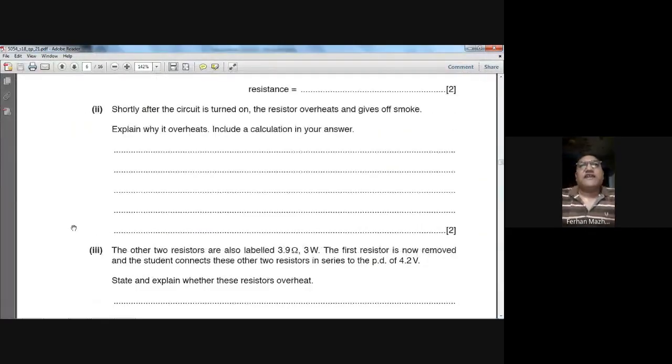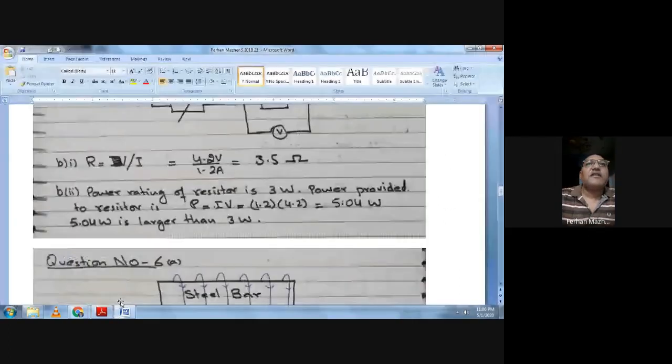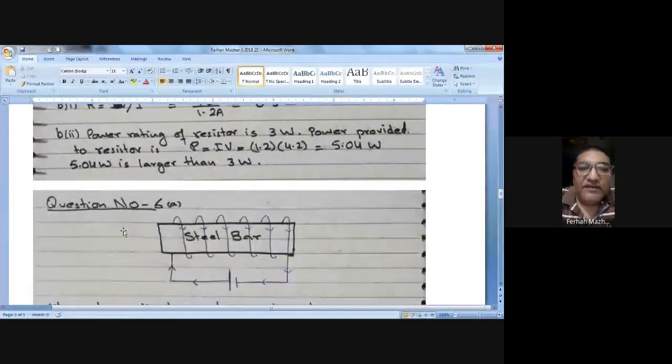Shortly after the circuit is turned on, the resistor overheats and gives off smoke. Explain why it overheats. Include a calculation in your answer. You remember, at the start of the question, he told us that the power rating of this resistor is 3 watt. So it can only bear a power of 3 watt. It's a 2 marks question. I have written this answer. So what we have done here: power rating of the resistor is 3 watt. That was given in the first sentence of the question.